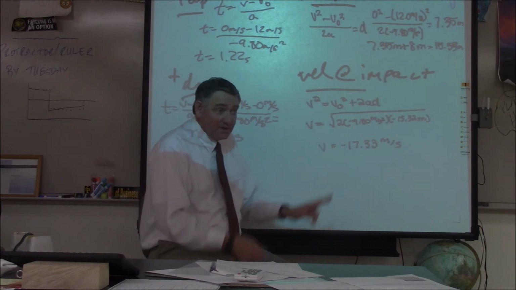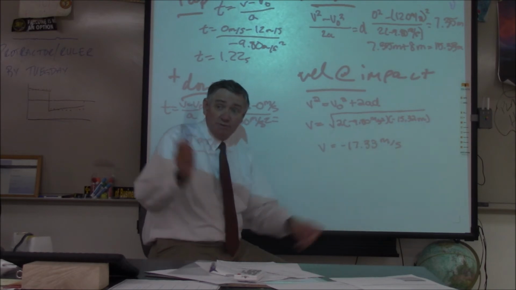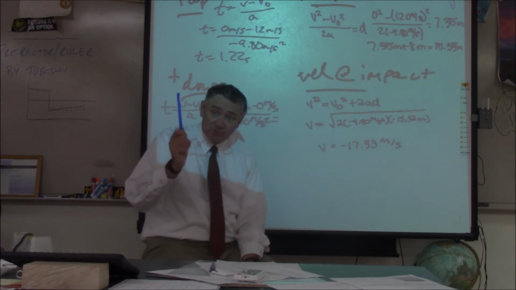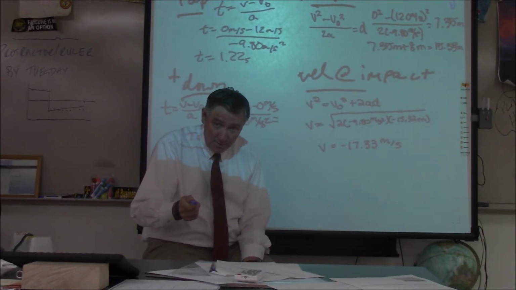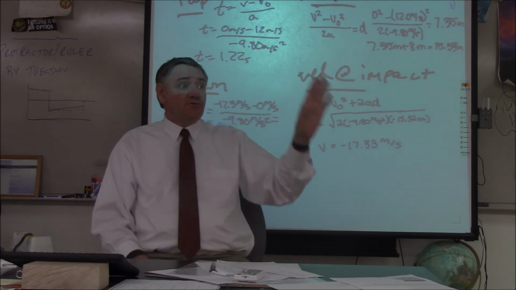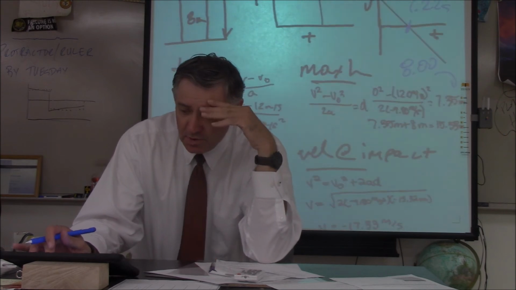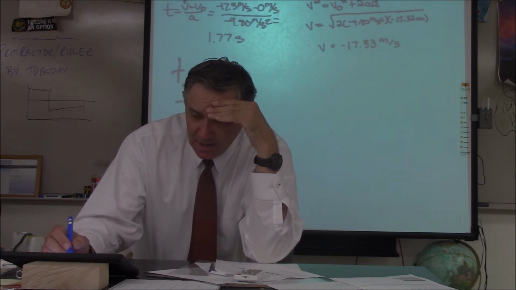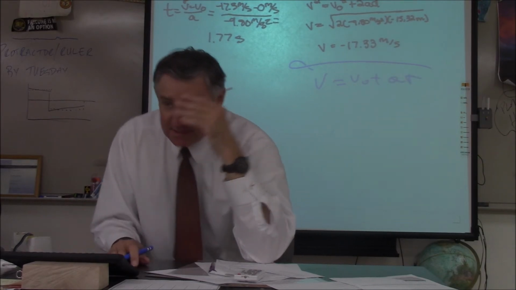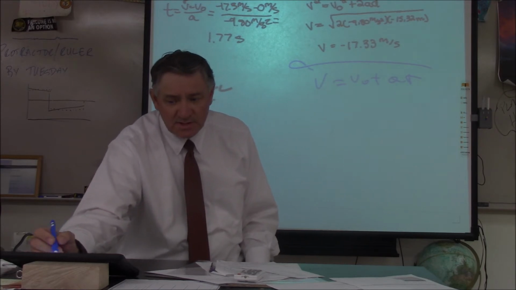Now, here's the disadvantage of this. You're taking the square root of this, and you'd have to remember to take the negative value. Okay? You'd have to remember to choose the negative root. But it's cool, it works. Now, here's the other thing that you could have done to find the velocity and impact. Okay? You could have gone to your velocity time graph, and you could have said, oh, V equals V naught plus AT.